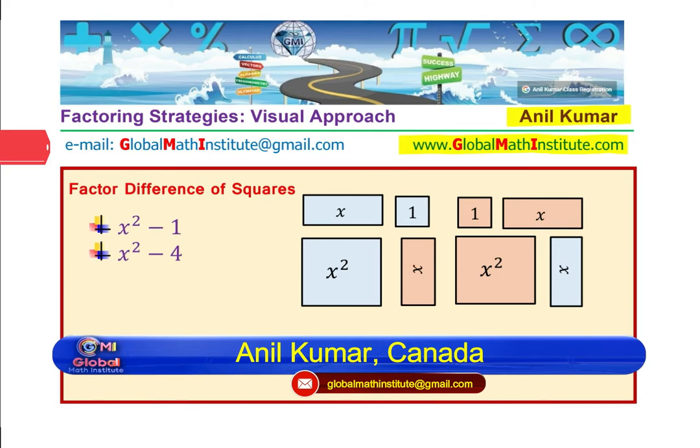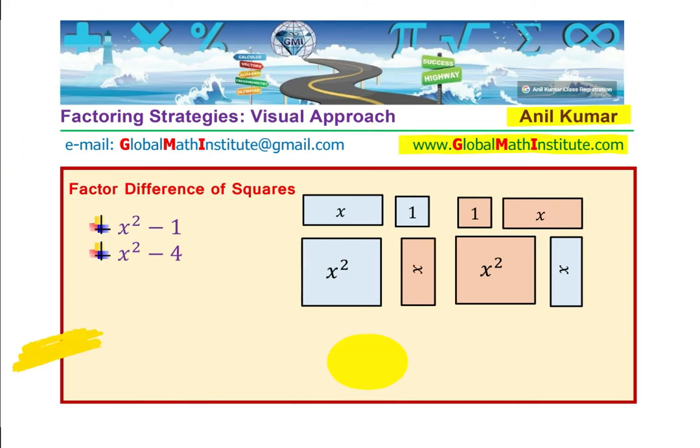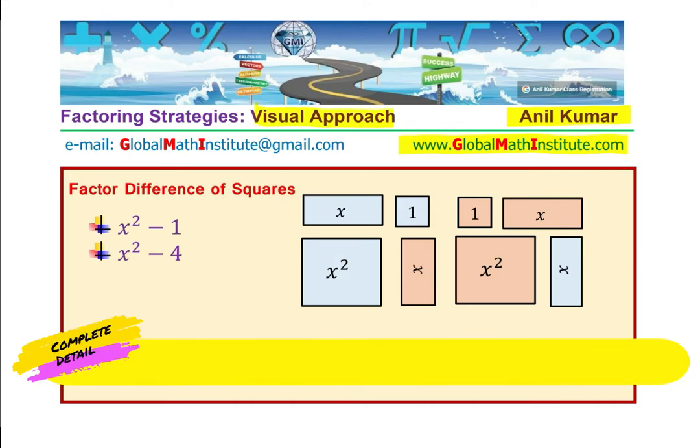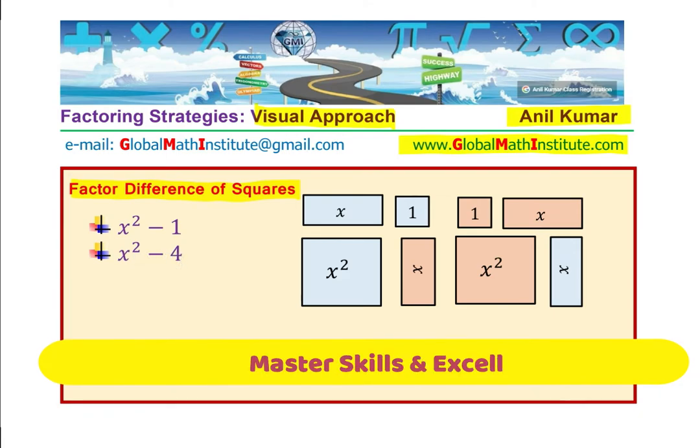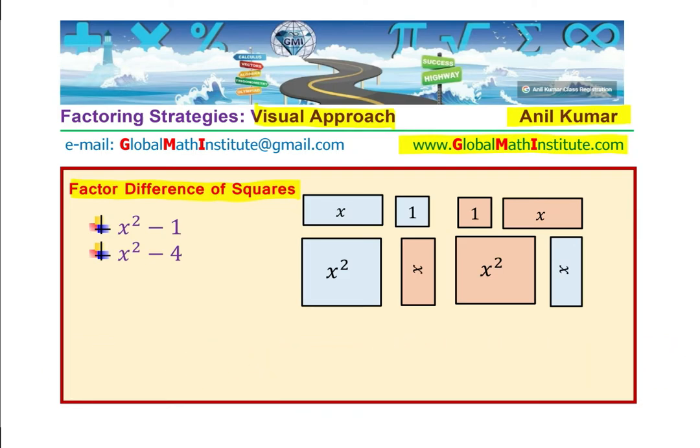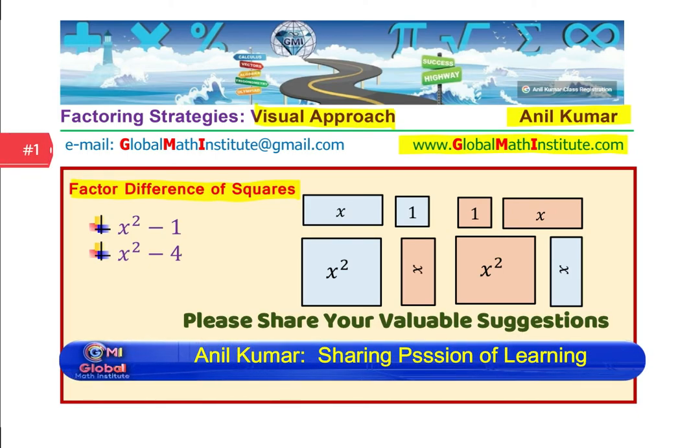In this video, we'll understand a very important strategy using a visual approach to factor. We'll take up examples based on difference of squares. You can see two examples here, x square minus 1 and x square minus 4. These are very simple, but we are going to use the approach of rectangles to factor them. The idea here is to understand the concept and apply it when required. And many students learn better visually.